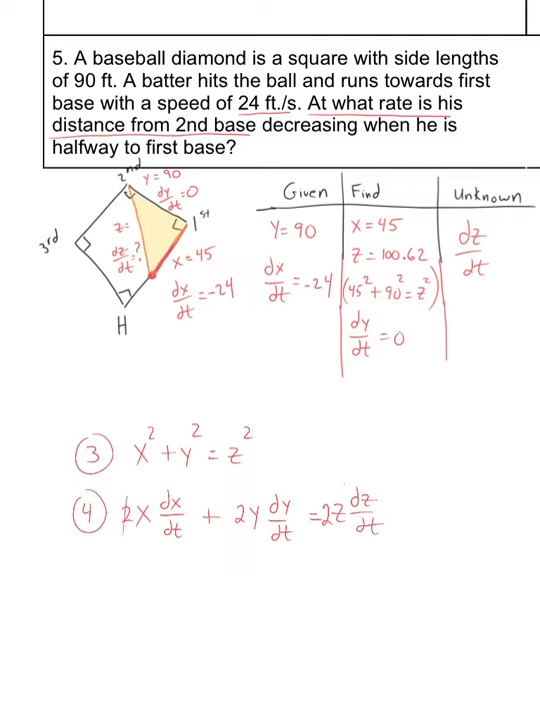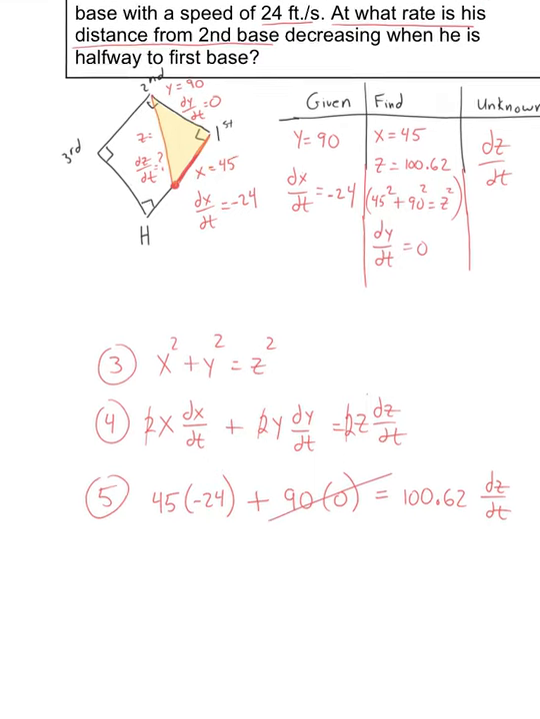All right, let's cross out the 2's and let's plug in everything, that fifth step, plugging it in. x we know is 45. We know that dx dt is negative 24. We know that y is equal to 90. We know dy dt is 0. That's going to make life easier. We know that z is 100.62 and dz dt is our variable. This whole thing is going to go away right here.